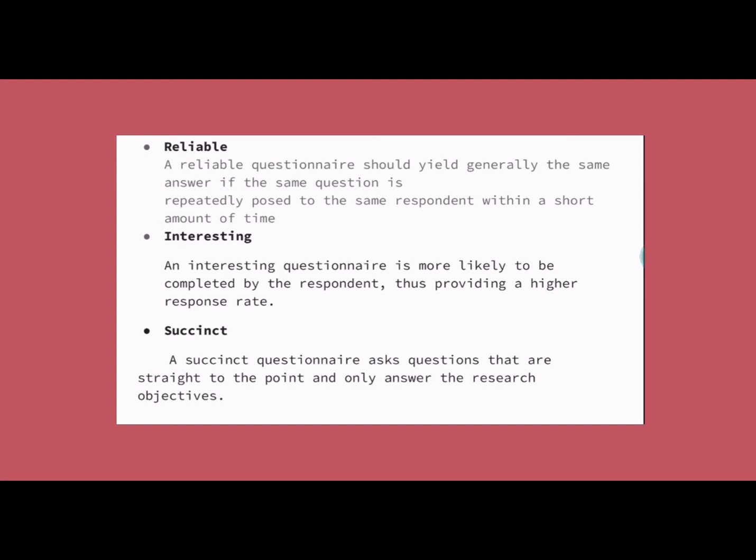You should be careful. Asking too many questions, it becomes too lengthy and difficult to complete. Kasi nga, masyado nang mataas. And the respondent is nahihirapan na rin silang sumagot.